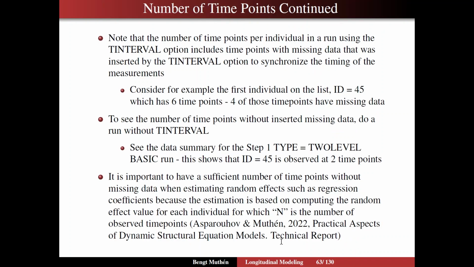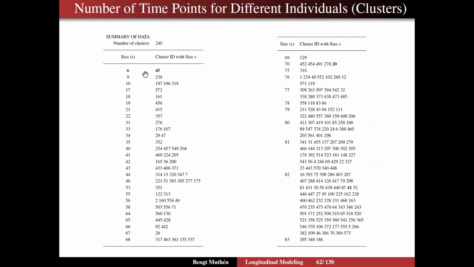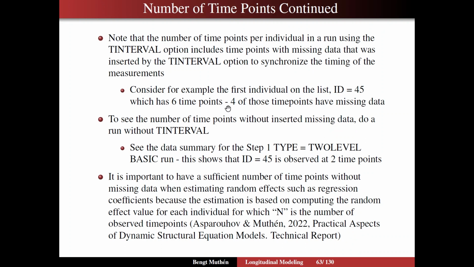Now on slide 63, let's think about this and note that the number of time points per individual in a run using the Tinterval option will include time points with missing data that was inserted by Tinterval to synchronize the timing, and that's what we discussed in early segments of this talk. And then look, for instance, at the first individual on the list that we just looked at, ID equals 45, which has 6 time points. Going back here, 6 time points. But 4 of those time points have missing data, it turns out.